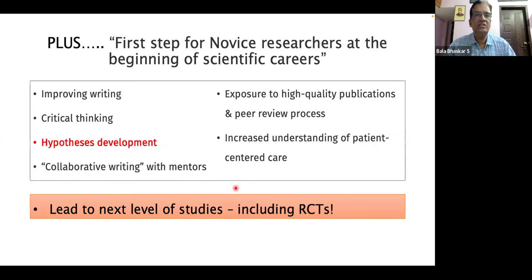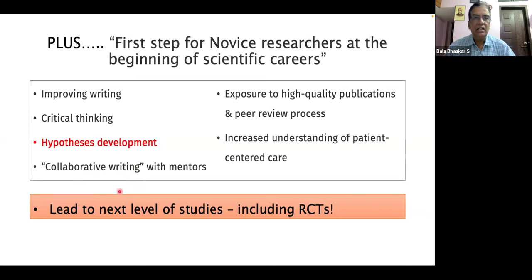So this is the advantage of talking about case reports. We should never demean case reports. In fact, it could be the first step for novice researchers at the beginning of their scientific careers. If I am in PG or post-PG, it will help me improve my academic writing and influence my critical thinking. It will expose me to high-quality publications and how peer review is done. I will also be able to collaborate with other people, including my teachers and mentors. It also helps in hypothesis development.